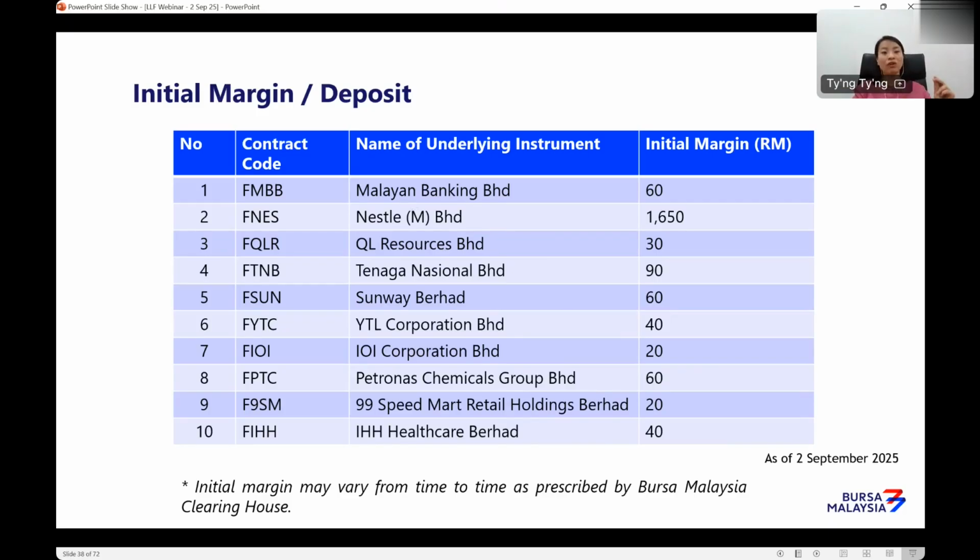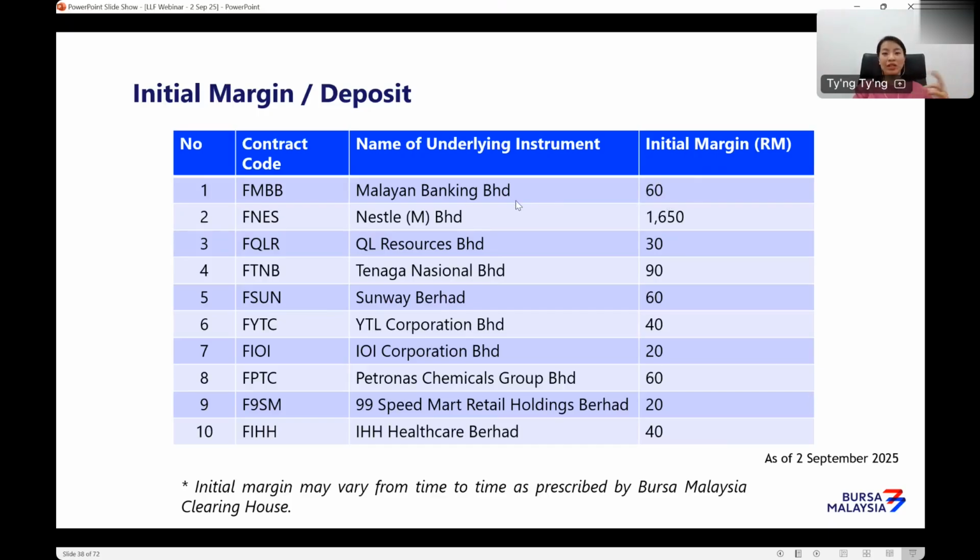But for single stock futures, you do not need to pay this 1,000 ringgit Malaysia. You just need to pay the initial margin, which is 60 ringgit Malaysia. You can own the similar number of shares like in your stock market. Clear? So this is the current initial margin as of today.